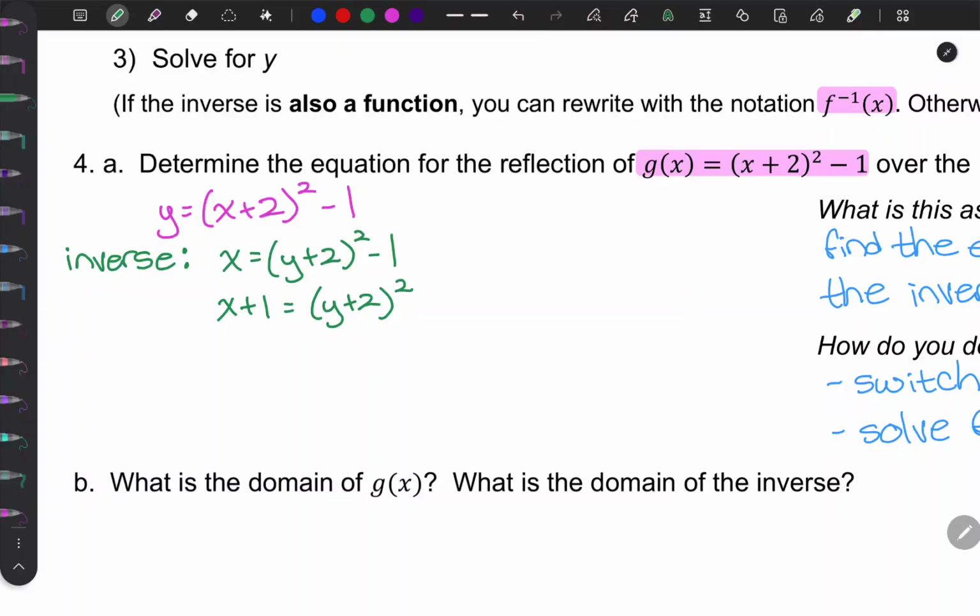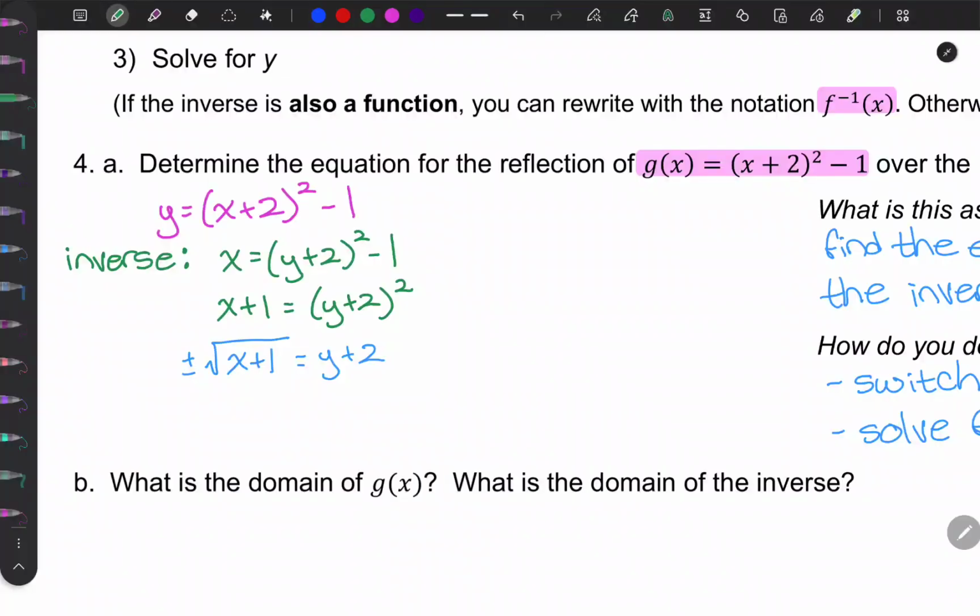Now, if we want to isolate that y, we first need to isolate the y plus 2. And we can do this now that we have the binomial squared being isolated by taking a square root of both sides of the equation. The square root of the left side of the equation gives us the square root of x plus 1. Keeping in mind that we actually have two possible square roots, so I'll put a plus or minus there. And that will be equal to y plus 2 on the right side.